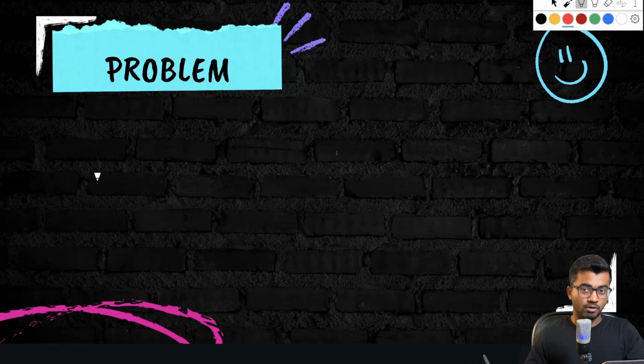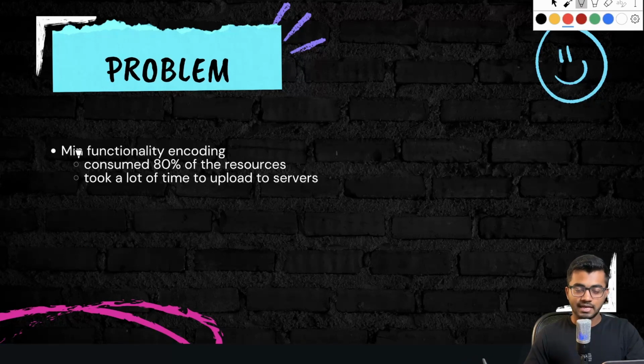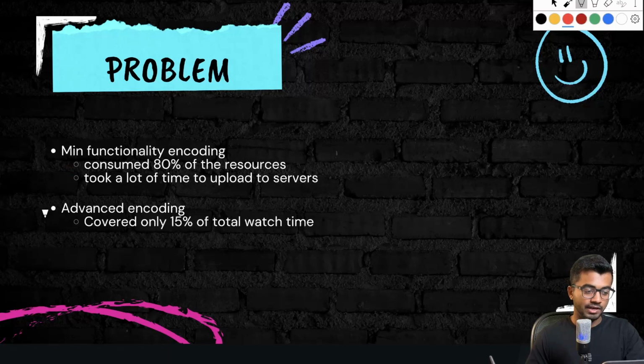So what exactly was the problem in that case? The minimum functionality encoding that they had was taking up almost 80% of the resources, which was huge, because it took a lot of time for people to upload videos to the servers, and in some cases the upload failed as well. The advanced encodings, which required more compute time and would enable users to see the video more clearly, were only available for 15% of the total watch time, because of the lack of resources, they were not able to compress using the advanced encoding methodologies.